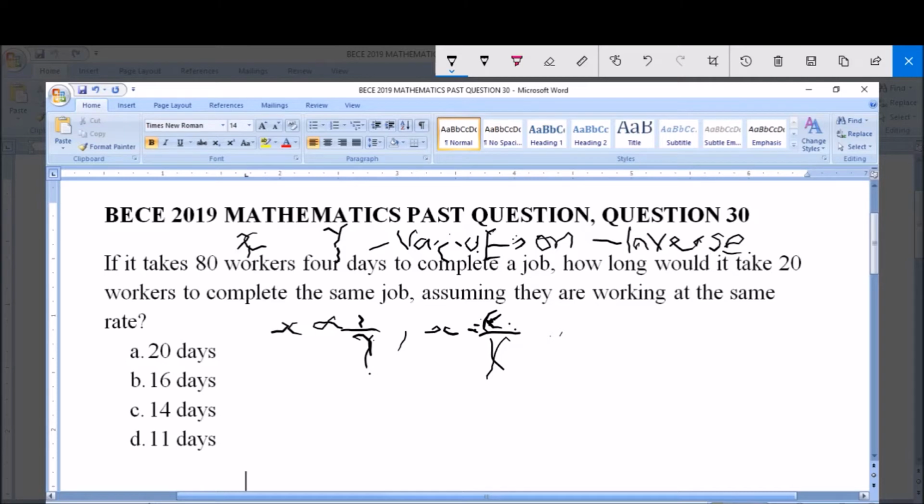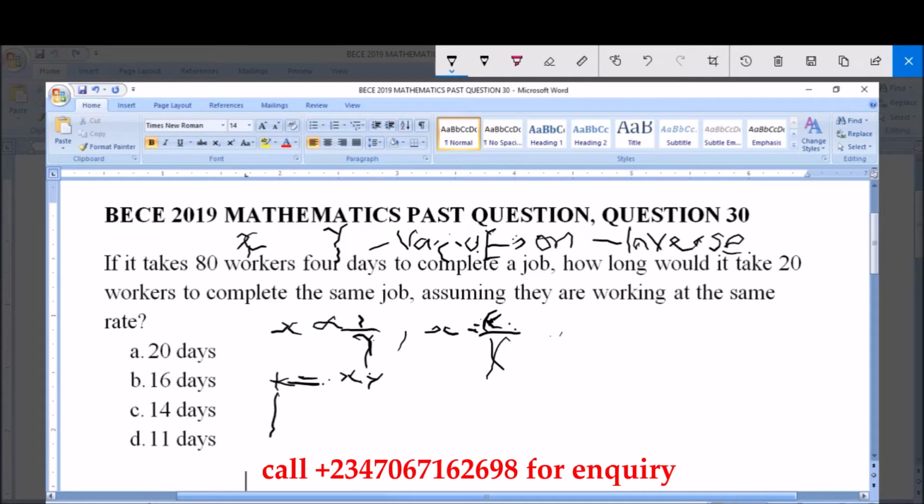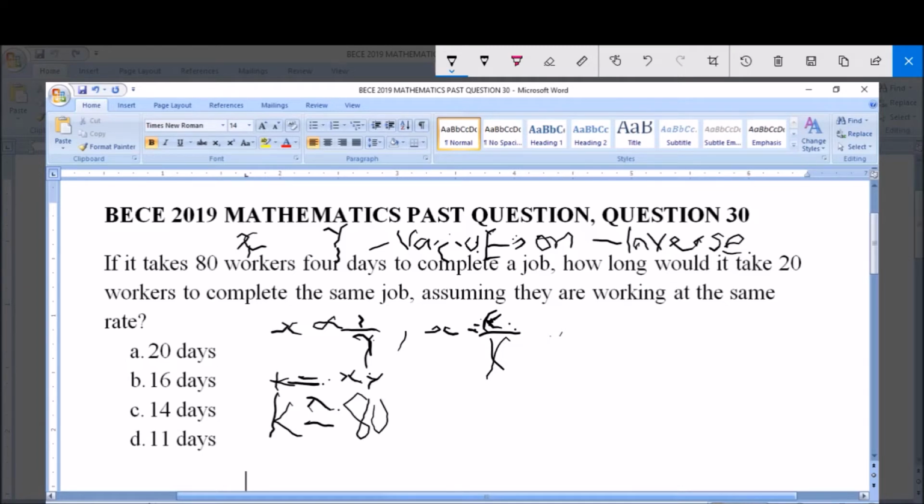So to find our constant k, what do we have? We have that k is equal to xy. So therefore, k is equal to the number of workers, which is 80, times the days taken for 80 workers to complete a job, 4. And we have that k is equal to 80 times 4, which gives us 320. So k, which is our constant, is equal to 320.